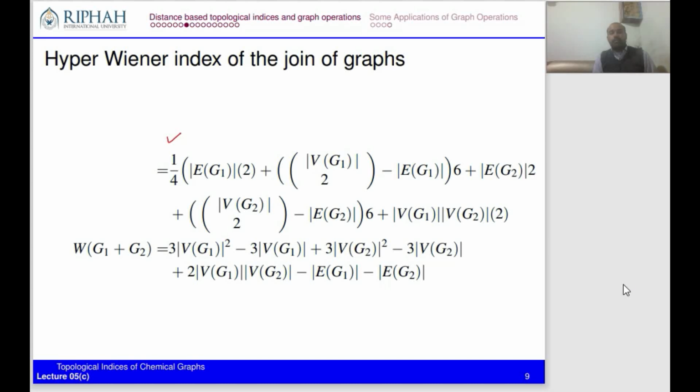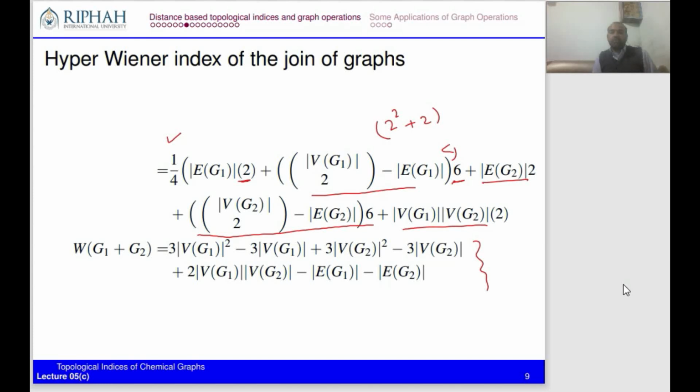We have size times the pairs of vertices giving us the term 2, and the rest of the pairs giving us 6. Why 6? Because in the formula we have this term 2 square plus 2, and these terms are from the second summation, and the last summation gives this. Again, after some simplification, we have the formula for the Hyper-Wiener index of the join of two graphs.